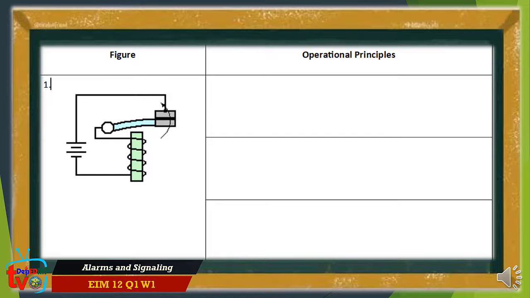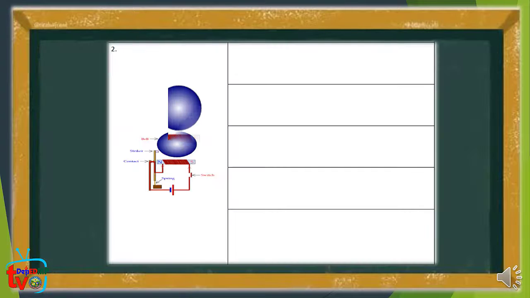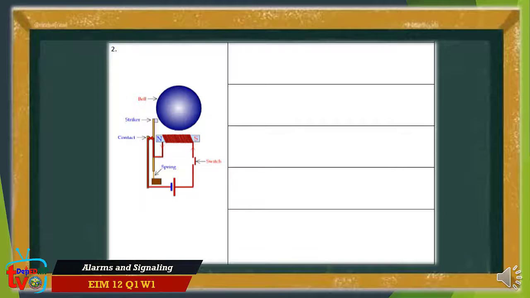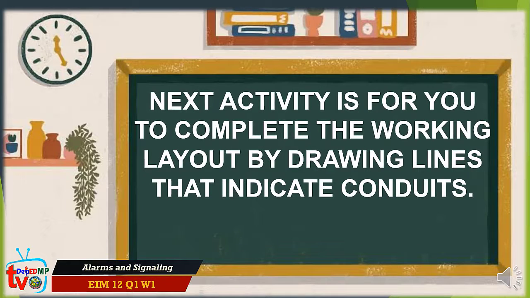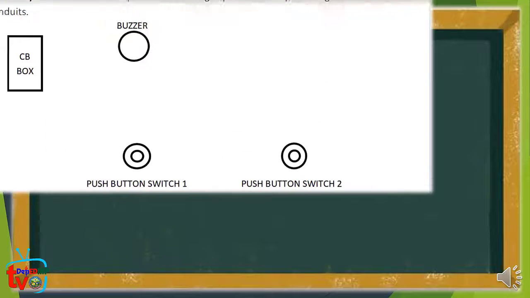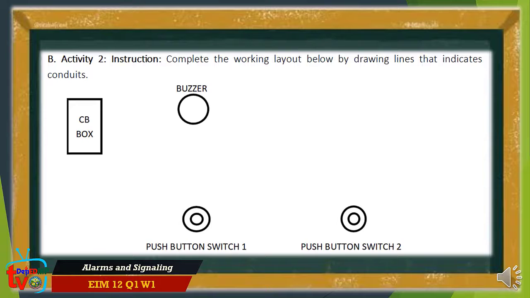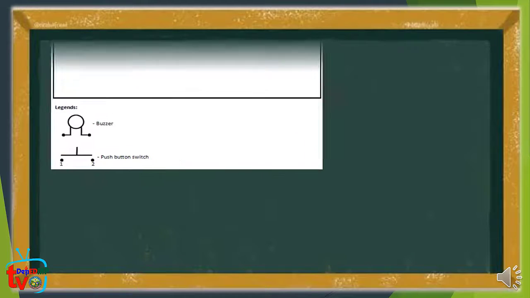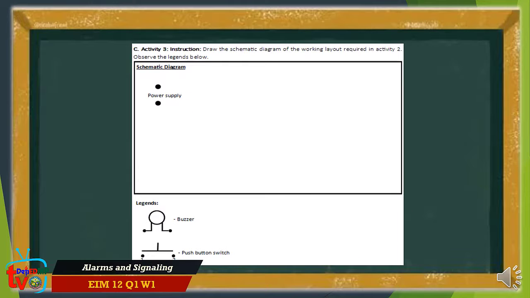Figure 1. Figure 2. Next activity is for you to complete the working layout by drawing lines that indicate conduits. Activity 2, Instruction. Complete the working layout below by drawing lines that indicate conduits. Activity 3, Instruction. Draw the schematic diagram of the working layout required in Activity 2. Observe the legends below.